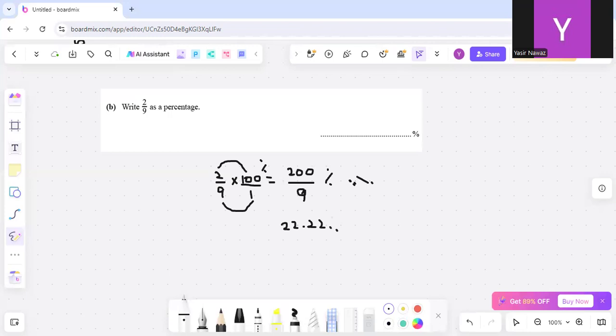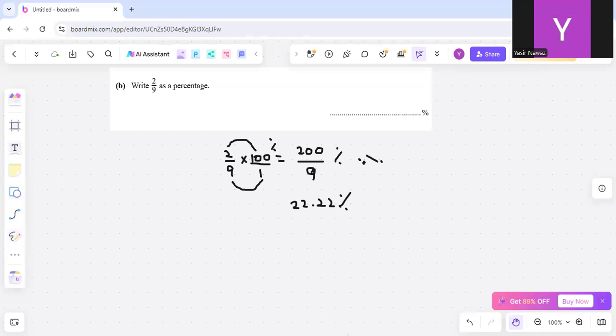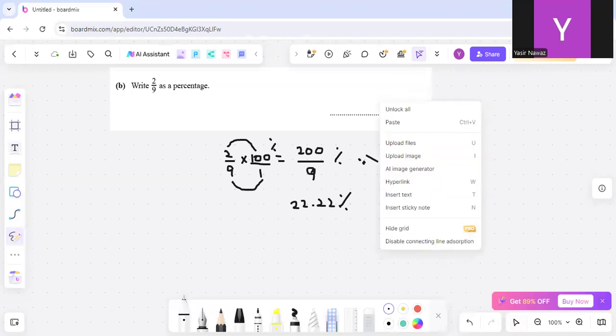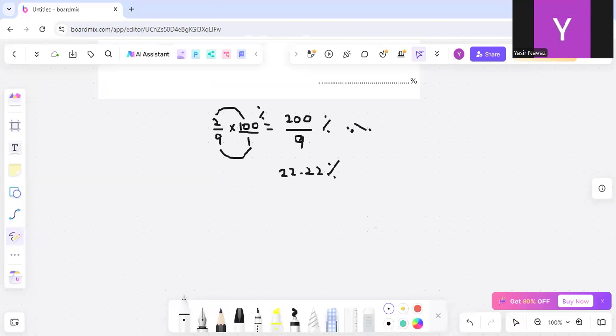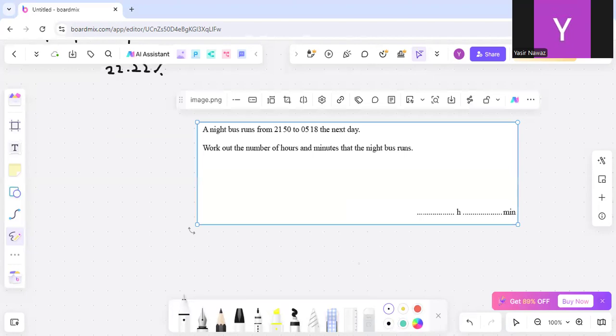22.2 up to percent in percentage. The next question is related to time. It says that a night bus runs from 21:50 to 5:18 the next day.